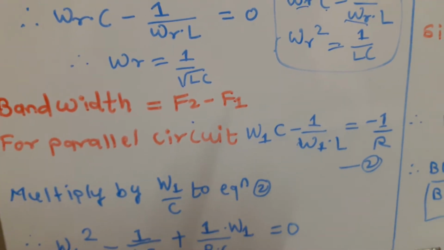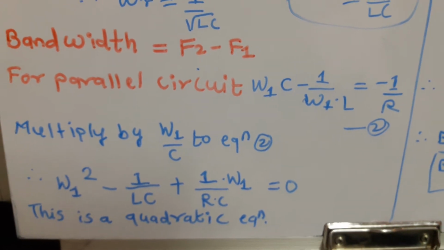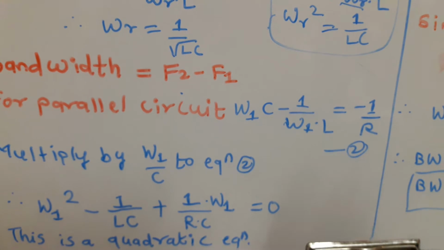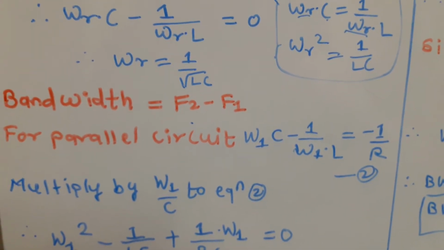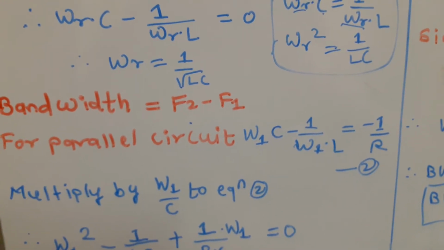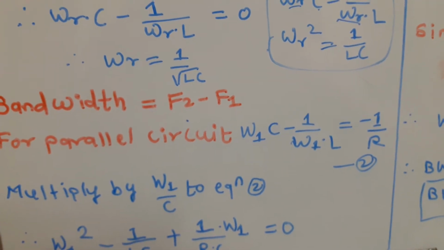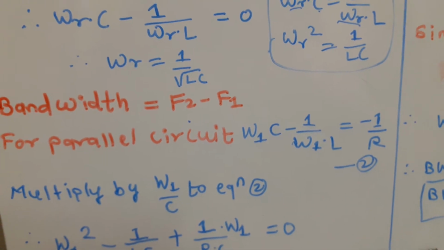Now let us calculate the half power frequency points. We had seen for a series resonant circuit, at resonance the impedance is totally R. So if it is R, at the half power point the total impedance will be root 2 times R. If it is root 2 times R, the current will be reduced by root 2 times. So the same principle is applied here.